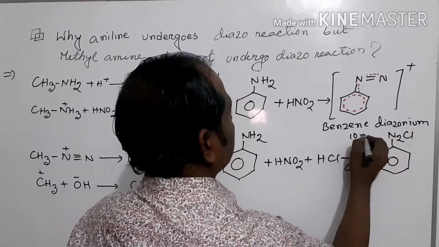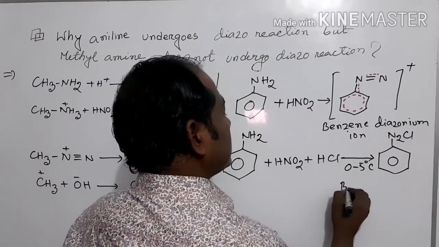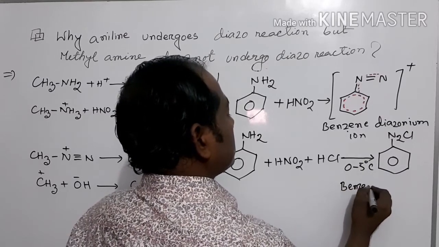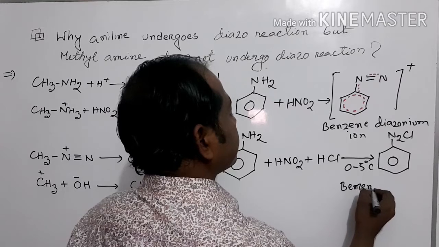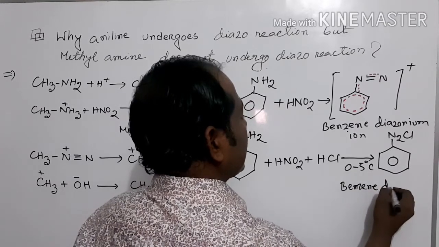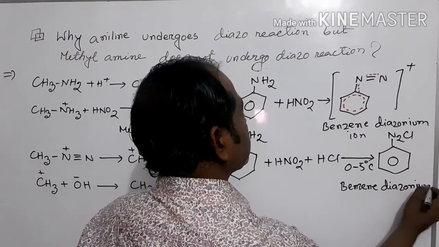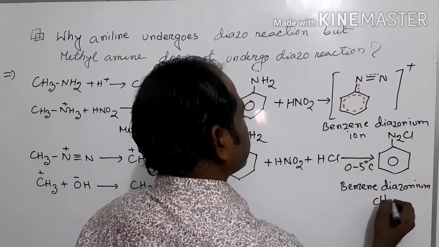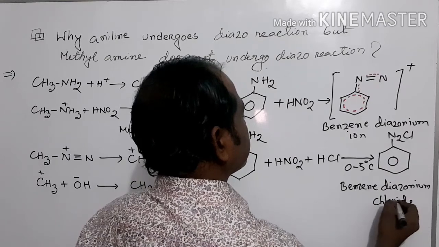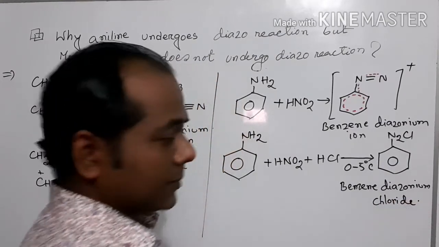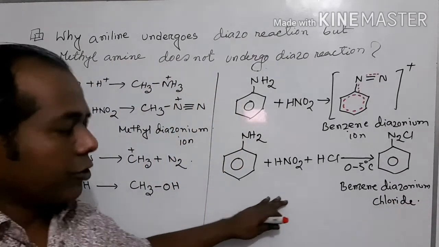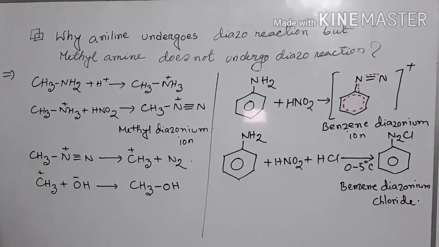Benzene diazonium ion, and this one is benzene diazonium chloride. And for this reason, we can say that aniline undergoes diazo reaction.